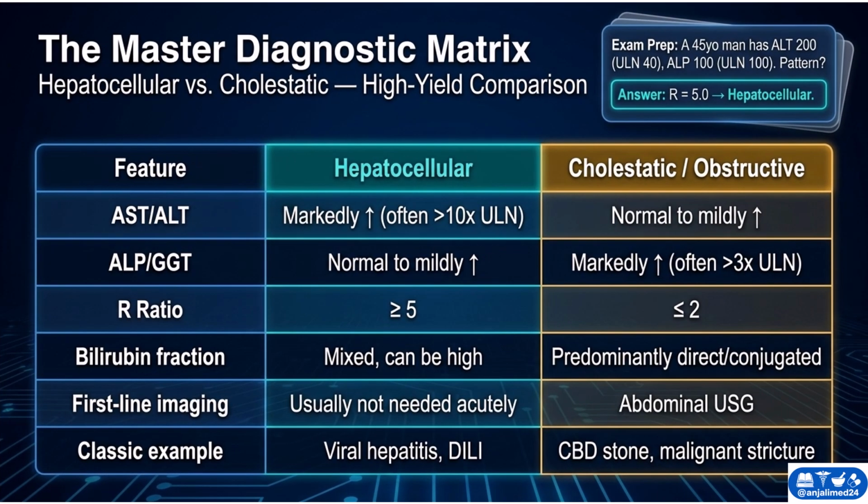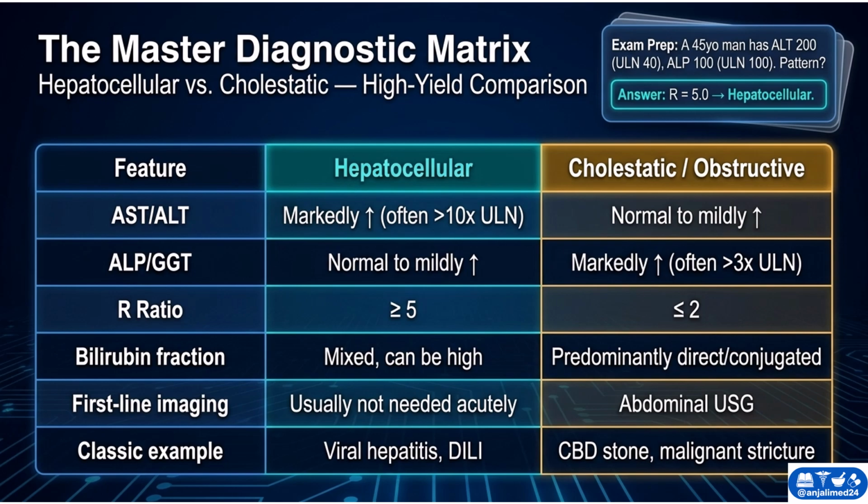Now let's bring everything together with one high yield comparison that every medical student should remember. When differentiating hepatocellular injury from cholestatic or obstructive injury, compare the entire laboratory pattern, not just a single value. In hepatocellular injury, the dominant abnormality is a marked rise in AST and ALT, often more than 10 times the upper limit of the normal, while ALP and GGT are either normal or only mildly elevated.